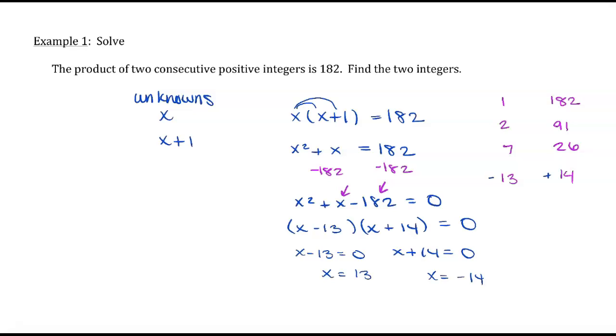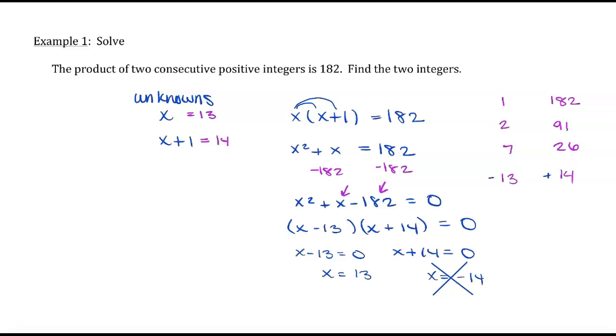We're told in this example that we have the product of two consecutive positive integers. So x equal to negative 14 is not the solution that we want. We will instead use x equals 13. And since we know that x is equal to 13, x plus 1, the other integer, is equal to 14. Now we have two consecutive positive integers with a product of 182.